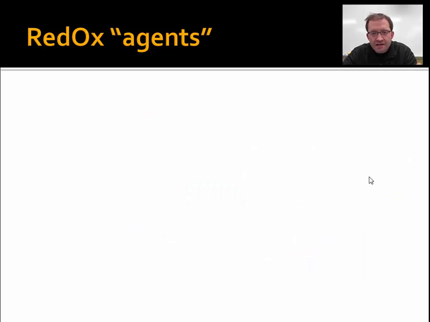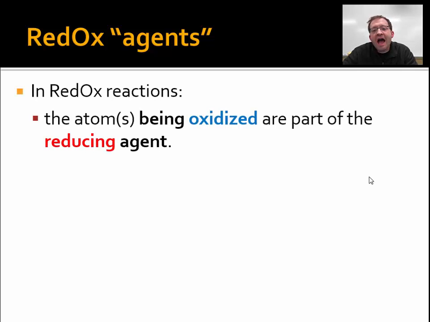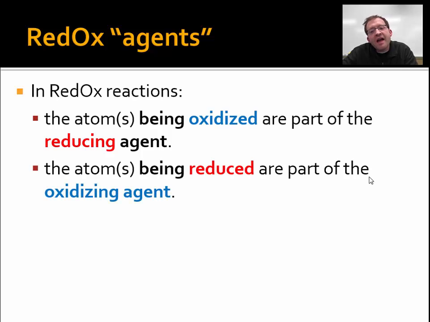So let's look at redox agents as it pertains to an equation. In redox reactions, the atom or atoms being oxidized would be considered to be part of the reducing agent. And on the flip side, the atoms being reduced are part of the oxidizing agent. You can't be chilled and at the same time be chilling someone else. Okay? And while you're being warmed up, you're not warming up someone else. You can't do both jobs at once.